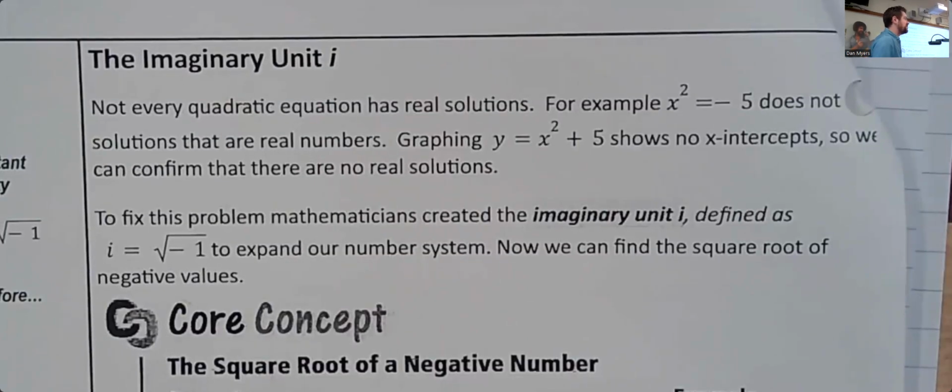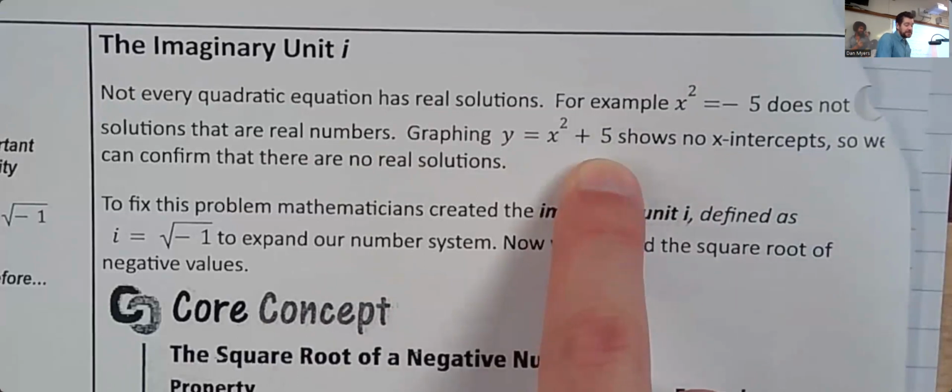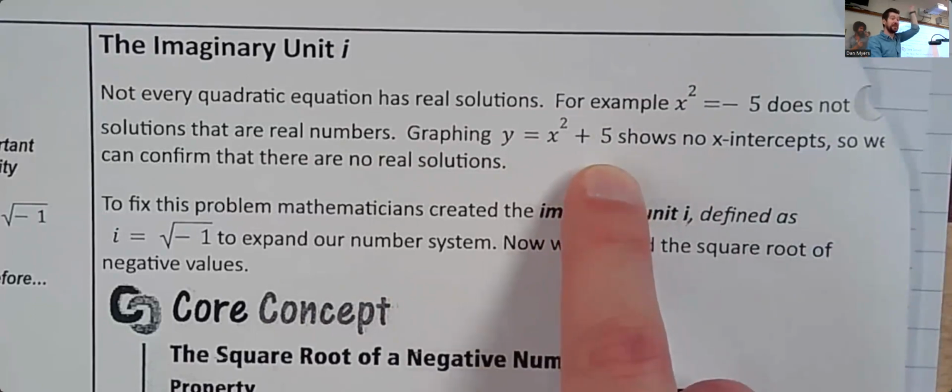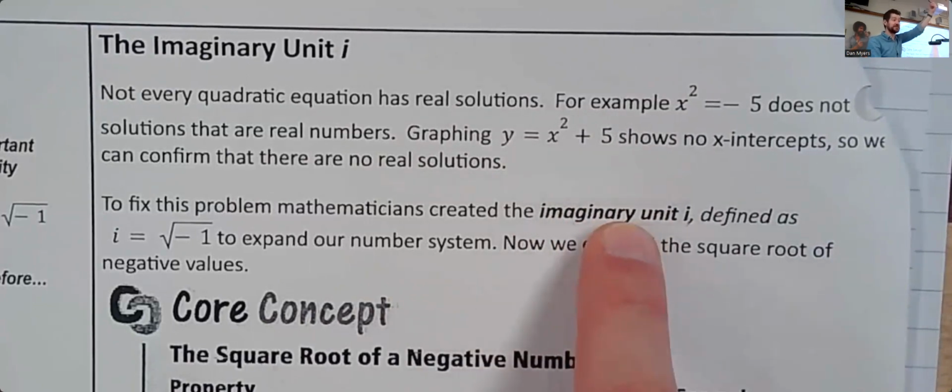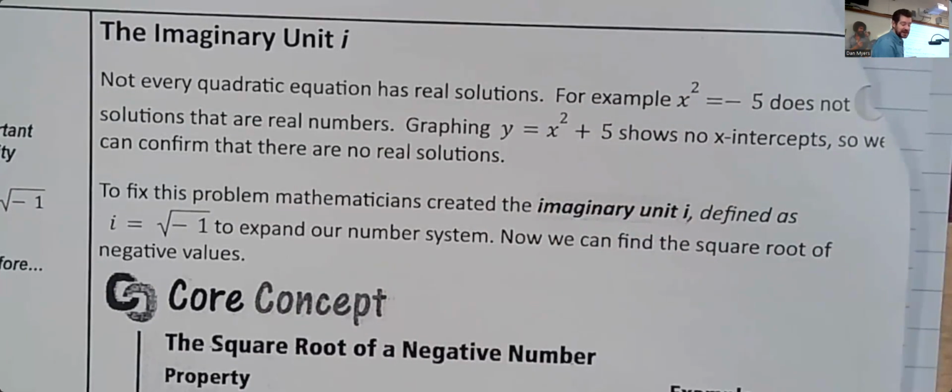We already know that sometimes you can't get a real number answer because sometimes you have a negative number that you try to square root and that doesn't work. So not every quadratic equation has real solutions. For example, x squared equals -5 does not have solutions that are real numbers. Graphing y equals x squared plus 5 shows no x-intercept, so we can confirm that there are no real solutions. X squared plus 5, by the way, is an upward-facing parabola, but it's above the x-axis. The vertex is at the bottom, but the bottom of the graph is above the x-axis, which means it does not have any intercepts with the x-axis.